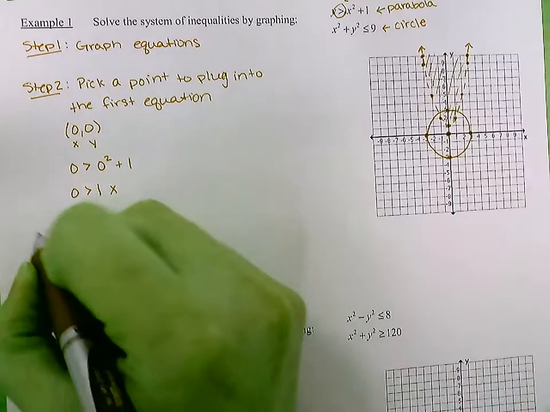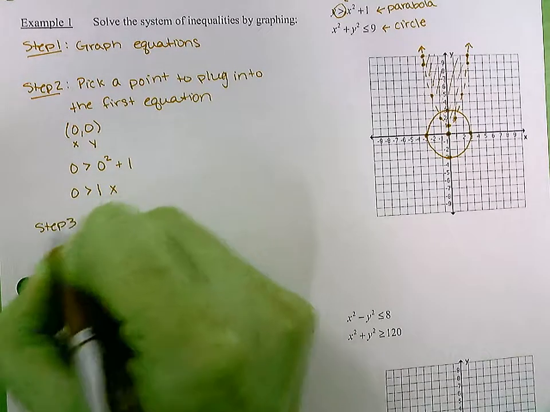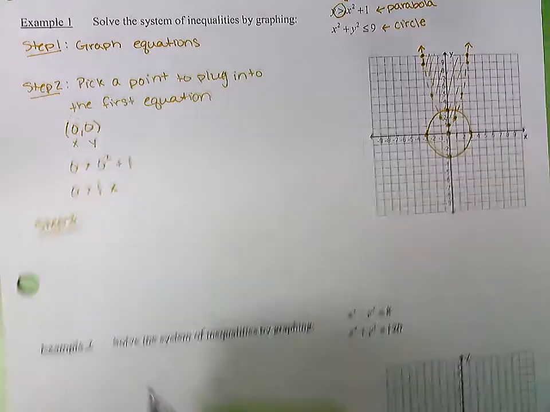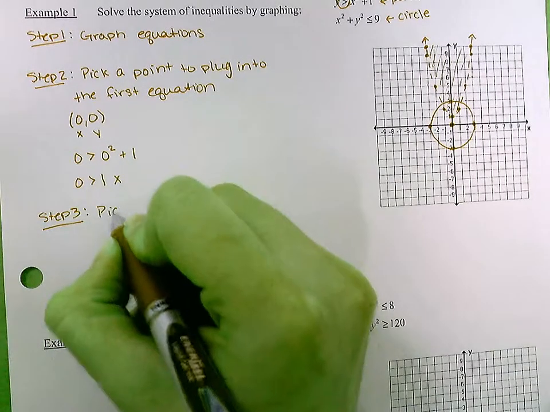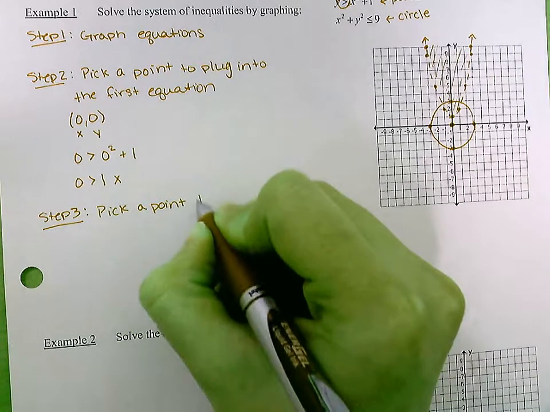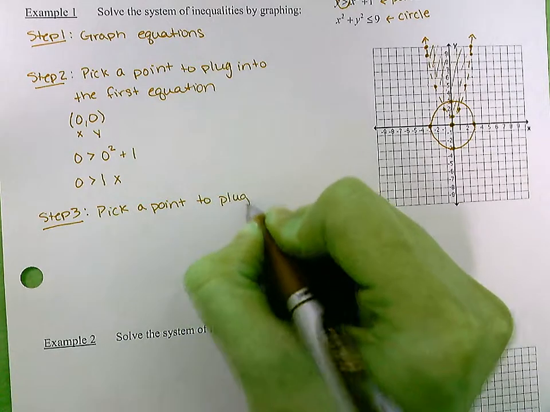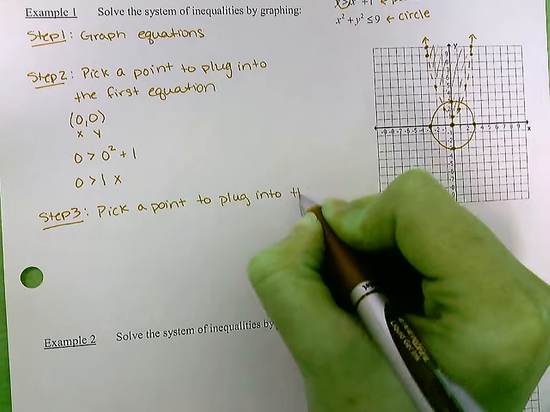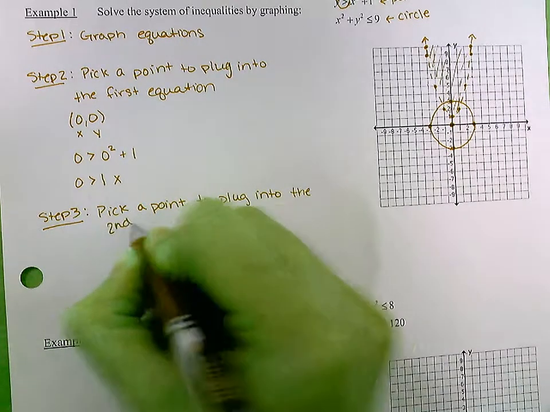Okay, step 3. Do the same thing with the other equation. You can do 0, 0. Pick a point, plug into the second equation.